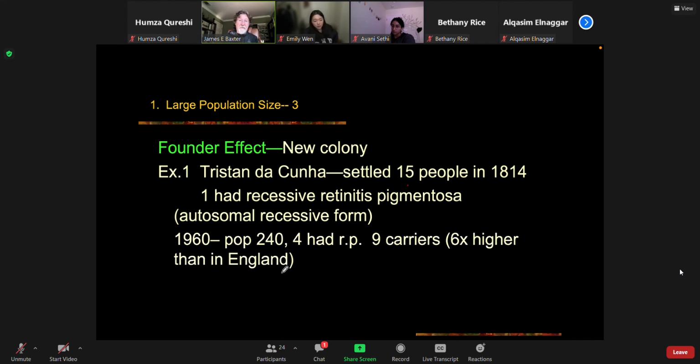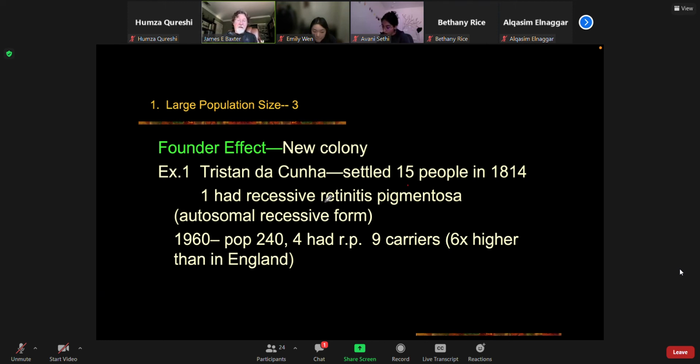And I think probably in England, I looked this up once, I think it's probably like 1 in 2,000 people have retinitis pigmentosa in England. Don't quote me on that, but somewhere around there. Here we have, in the founding population, 1 out of 15. And therefore, we already have a different allele frequency.